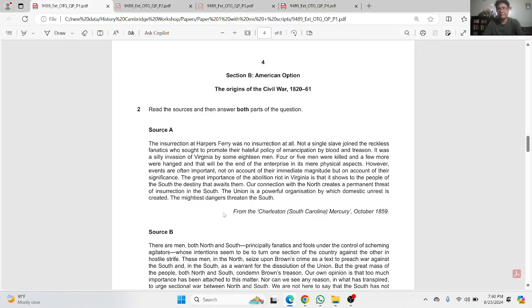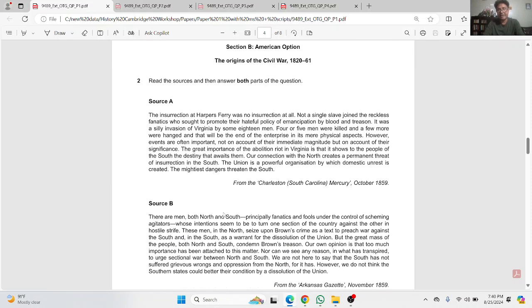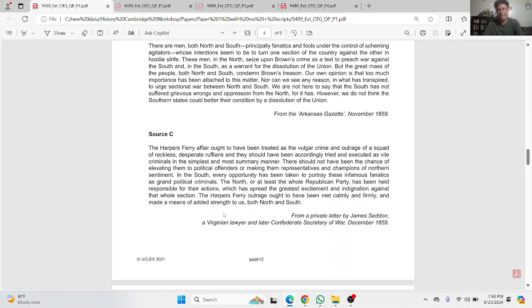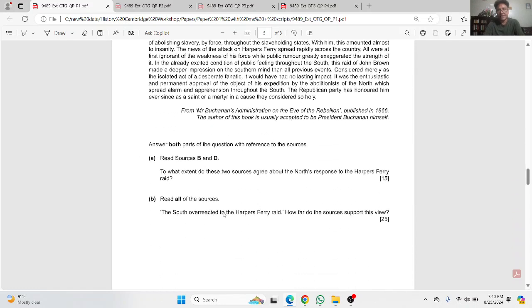Similarly, students who selected the American option are also going to do one question from this part, with sources A, B, C, D, as you can see, and here we have two parts of one question. Question 1 is again about the comparison between B and D, and this carries 15 marks. Then we have part B, this has 25 marks, so total 40.